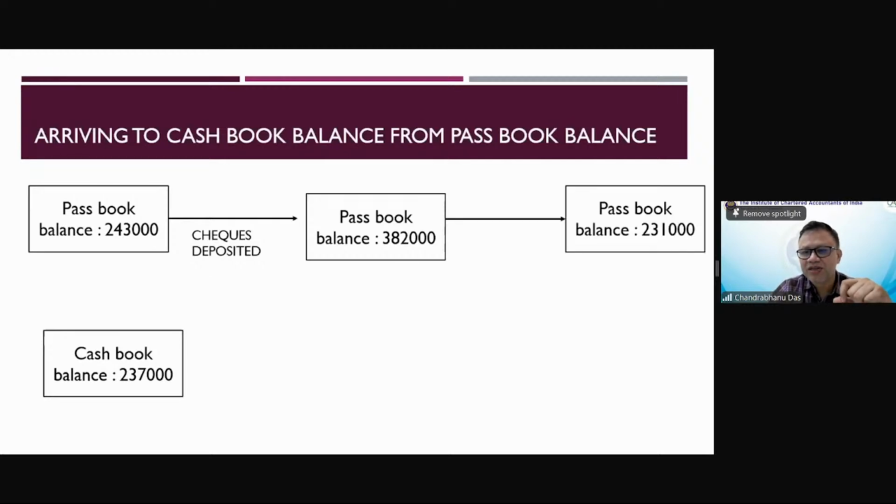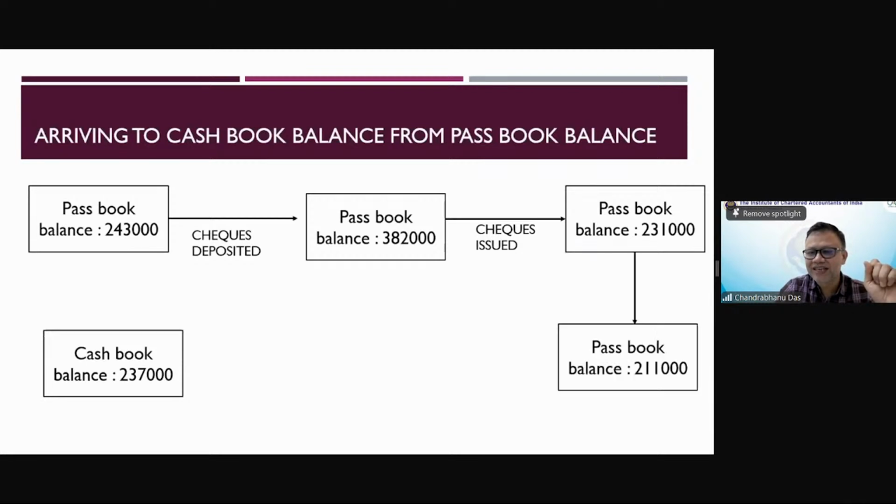Now what happens? Whenever the checks are issued, from 3,82,000 the balance again decreased to 2,31,000. That means checks issued should be taken to the passbook. The passbook should behave like the cash book. Now what you see? Bank transactions inflow. The bank has received money, but the balance decreases. It has been deducted because the cash book doesn't know it. So you have to behave like the cash book. You have to subtract that amount. You have to take out that amount. You don't show it as inflow, because we want to know whether you and I are the same or not. So that's how we are trying to reconcile.